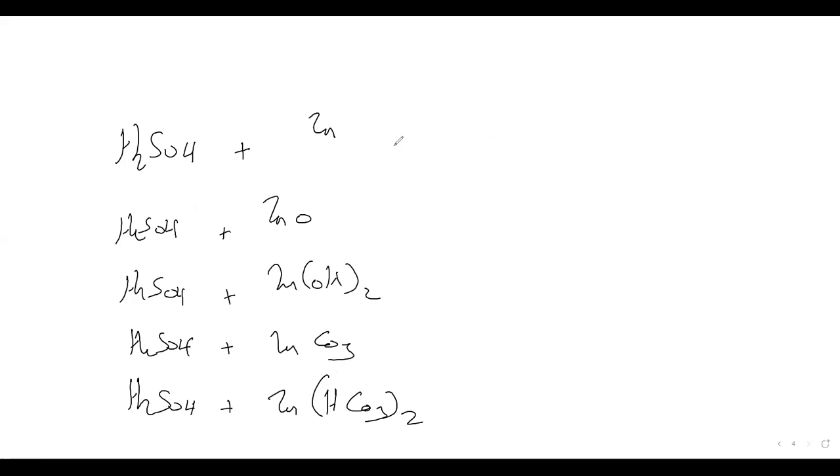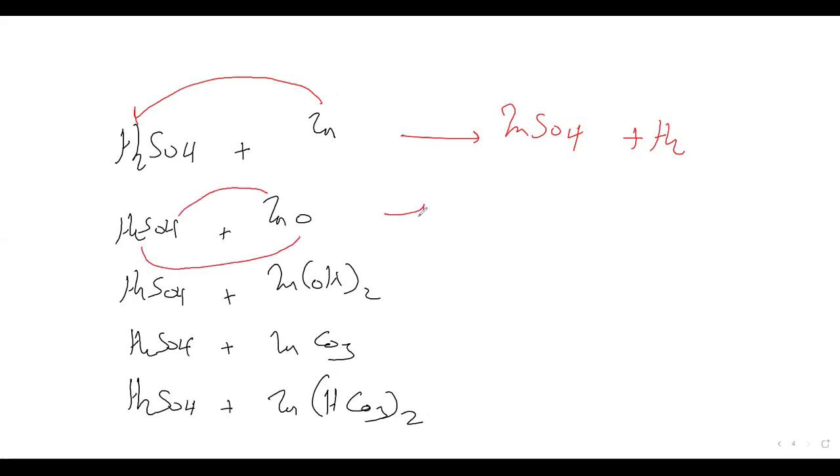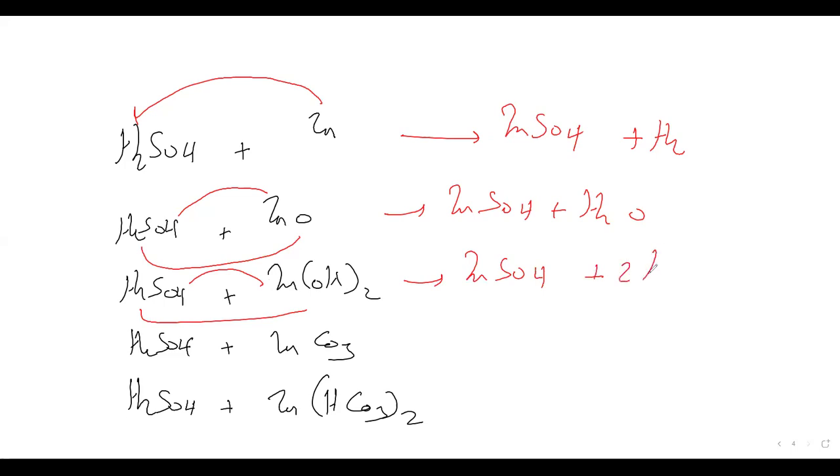First, the reaction between Zn and H2SO4: acid with a metal, displacement reaction. ZnSO4 plus H2. ZnO plus H2SO4, double displacement: ZnSO4 plus H2O. Zn(OH)2 gives ZnSO4 plus 2H2O.